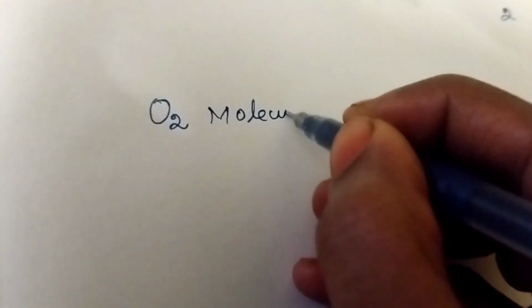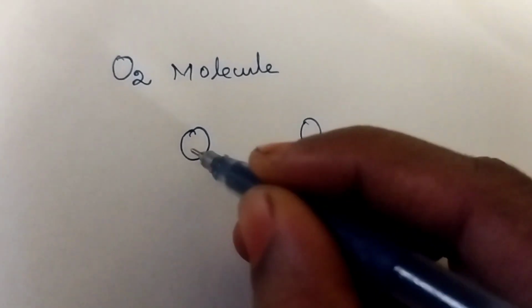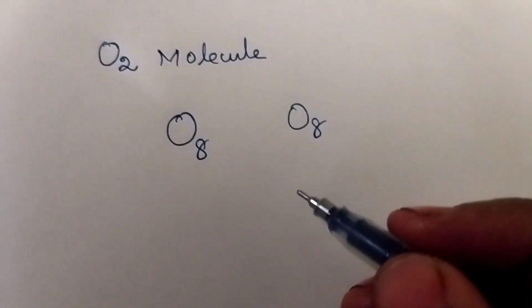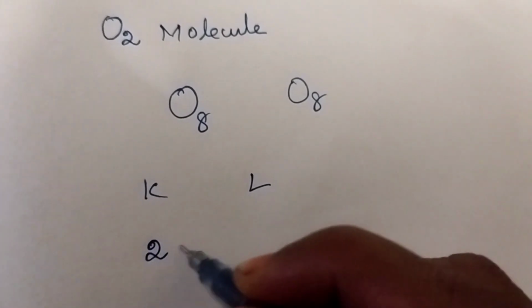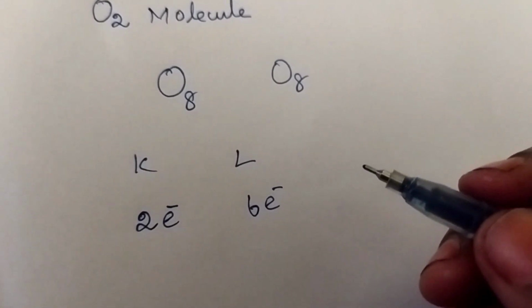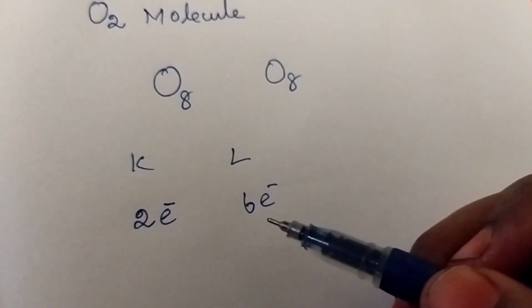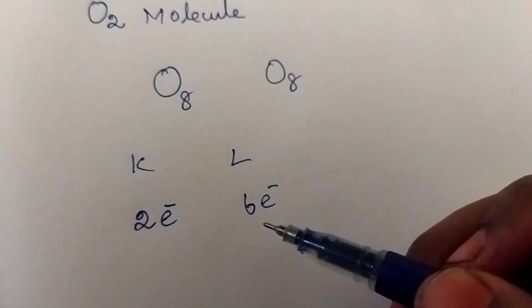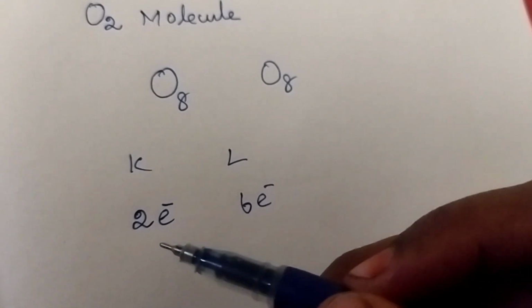And next, oxygen. We are going to see O2 molecule formation. Okay, for this, 2 oxygen atoms: here 1 oxygen, here 1 oxygen. The atomic number of oxygen is 8. So we know the K shell and L shell. The K shell contains 2 electrons, and the L shell contains 6 electrons. If you have any doubt about atomic structure and electronic configuration, I gave the link in the description. You can see clearly how many electrons the KLMN shells will contain.